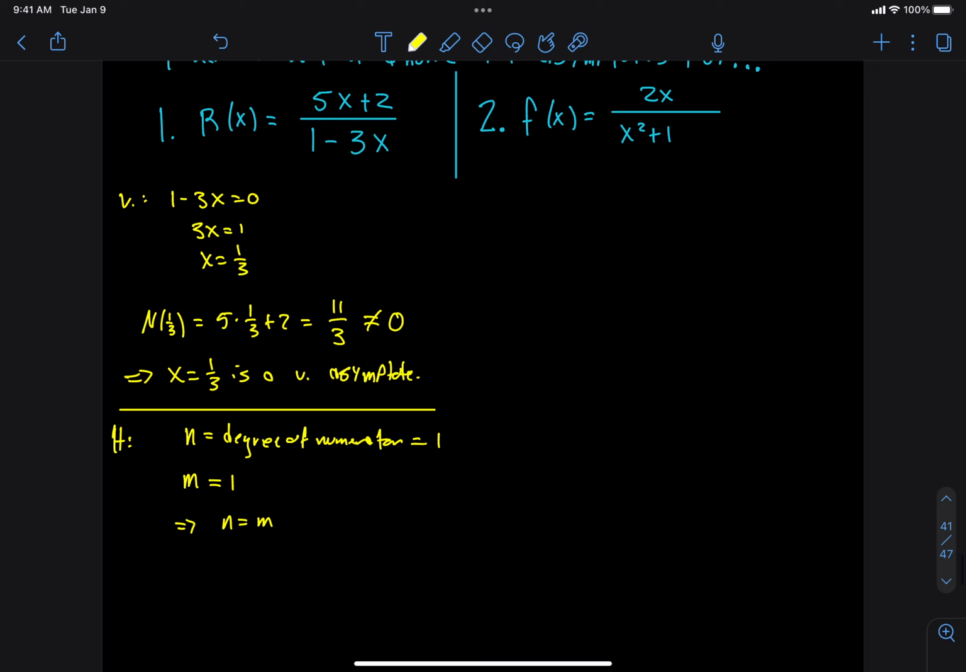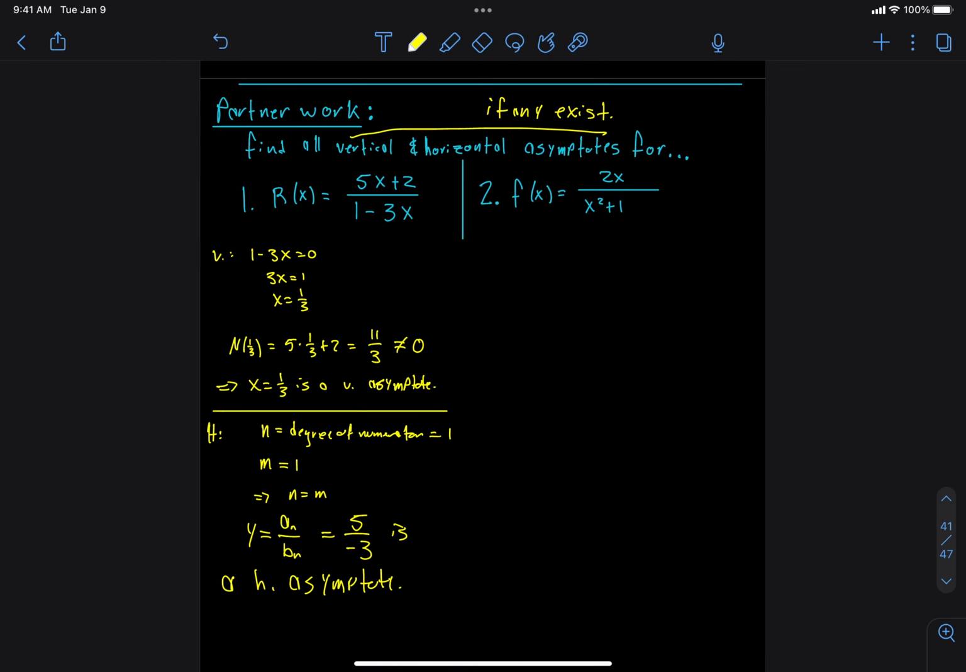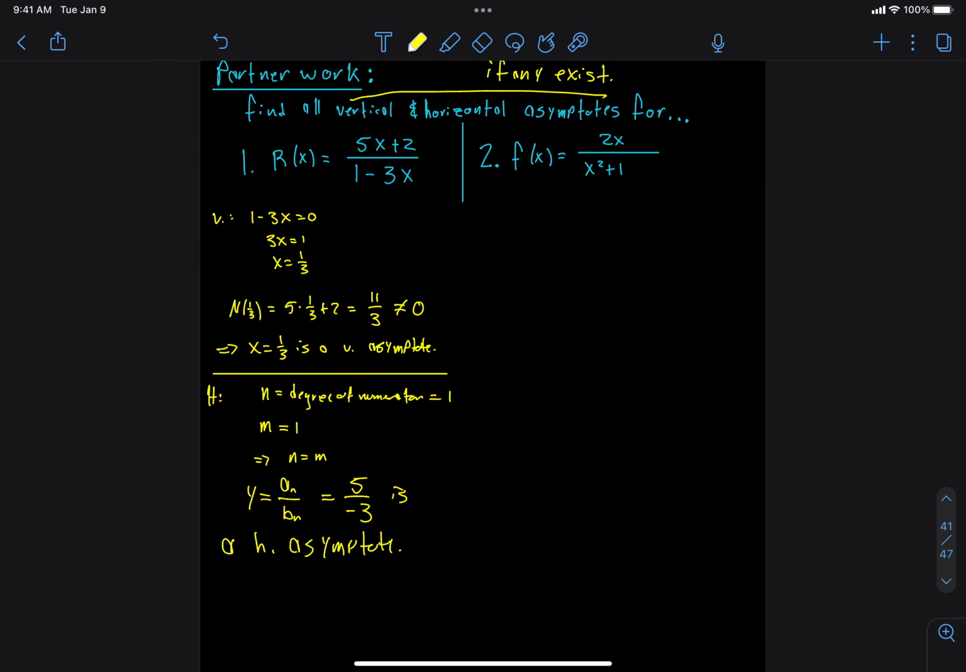Which means that y equals what is going to be a horizontal asymptote? a_n divided by b_n, where these are the coefficients attached to the highest power of x. So what should the top one be? 5. And how about the bottom one? Negative 3. Good. y equals 5 over negative 3 is a horizontal asymptote. Easy peasy, right? Okay, good. Then let's talk about the second one.